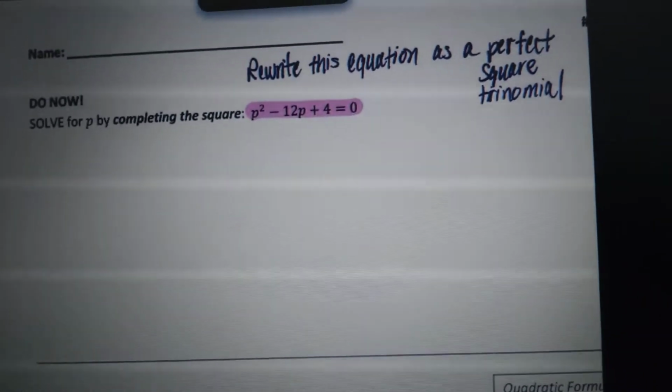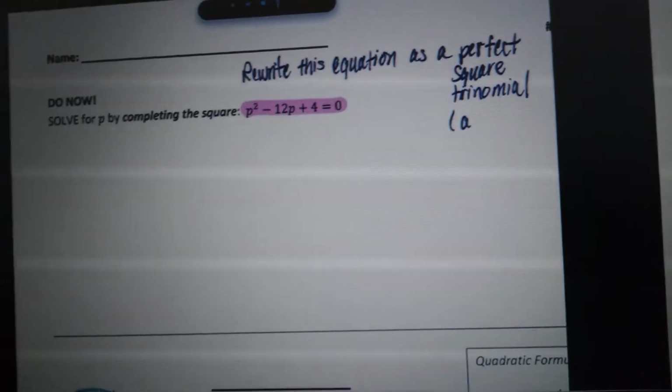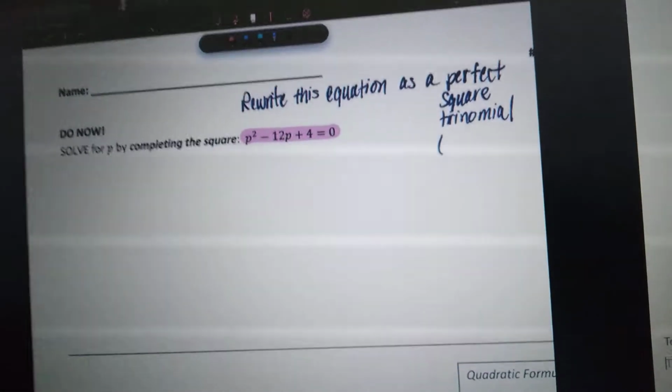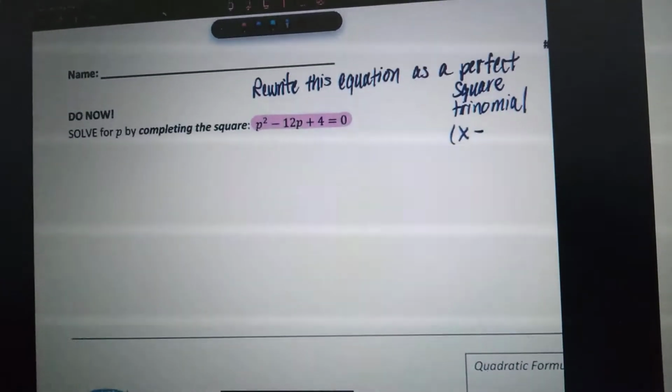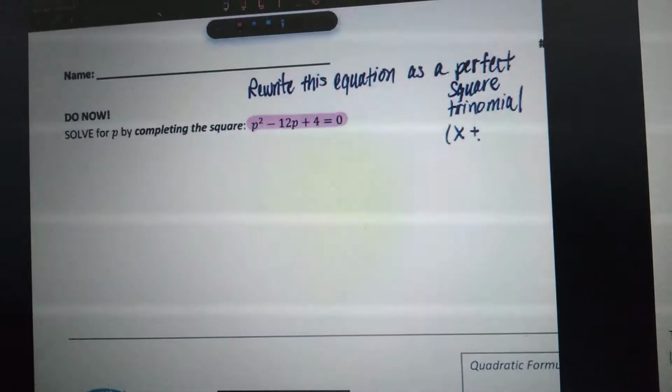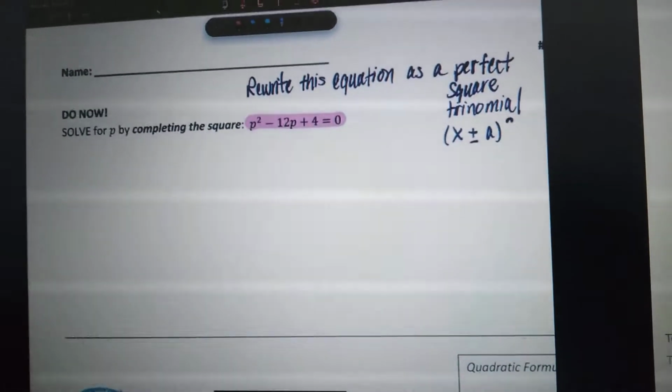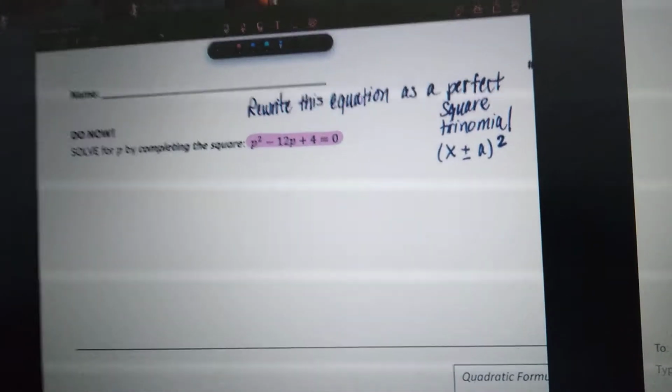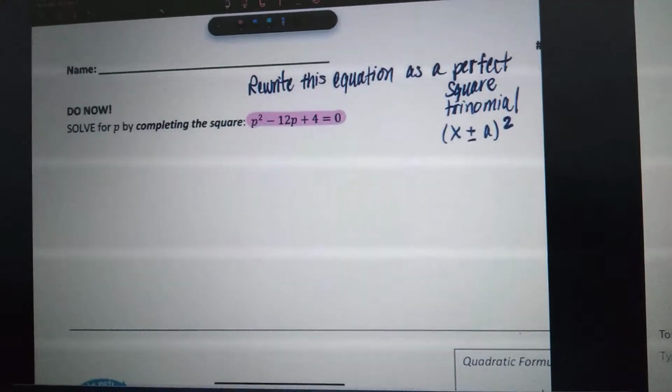A perfect square trinomial is something like this. I'll do it like this: x plus or minus some number, squared. Everybody understands? Yes?